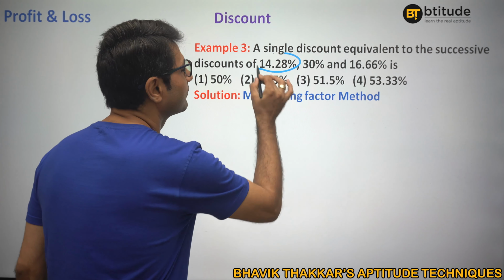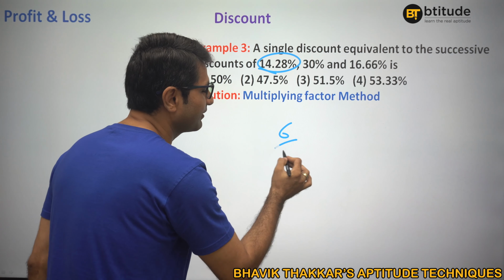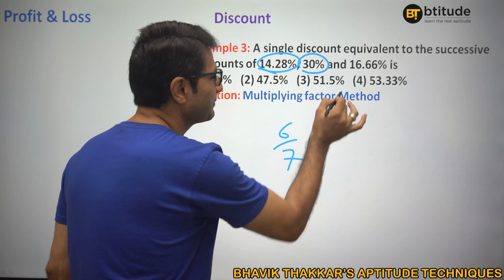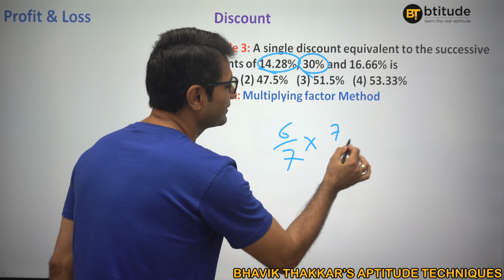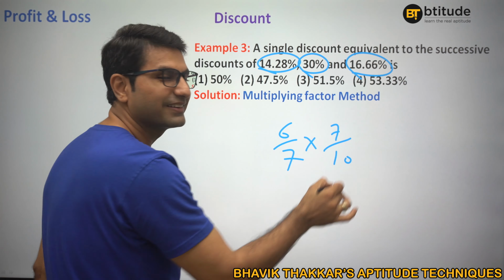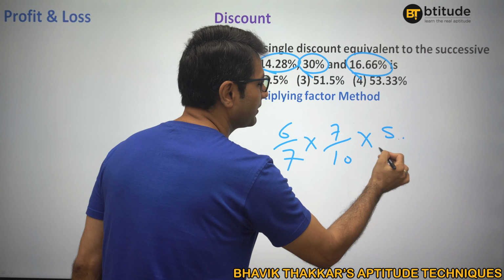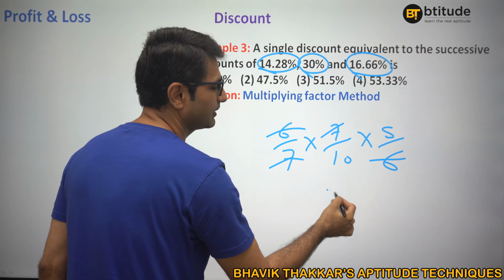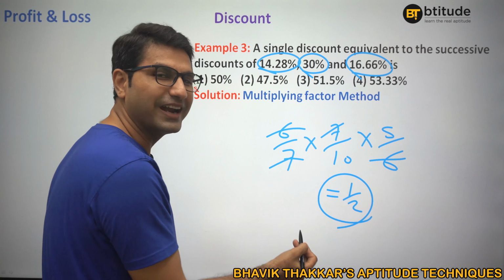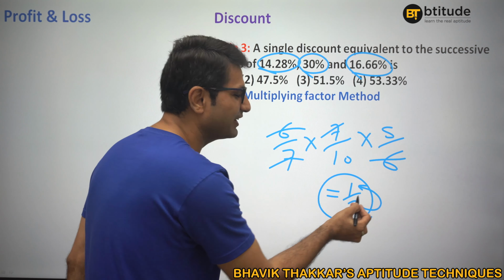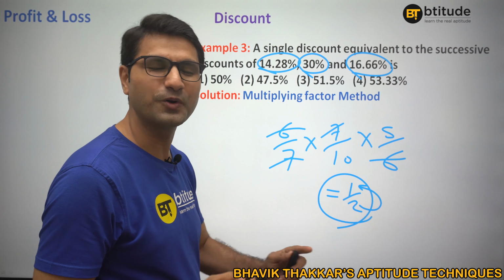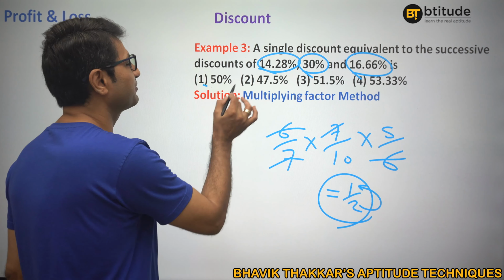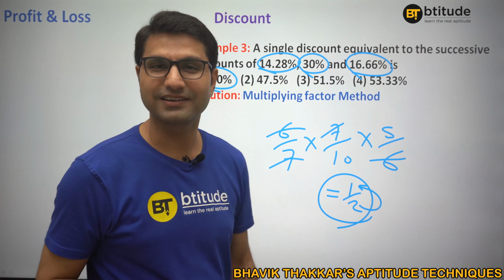How? 1/7 is the discount, that means 6/7 is the remaining price. 3 by 10 is the discount, so 7 by 10 is the remaining price. 1 by 6 is the discount, so 5 by 6 is the remaining price. We all know it. 6 gets cancelled, 7, 5 by 10 is nothing but 1 by 2. That means half, right? You are only paying half. From 2, you are only paying 1. So that means 50% discount. As simple as that, right?